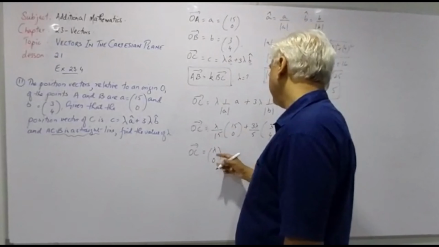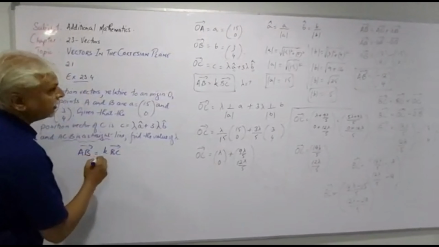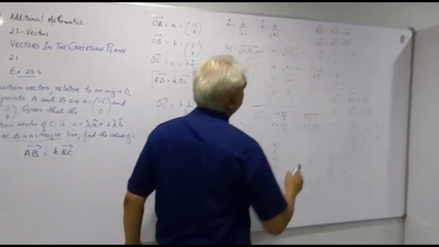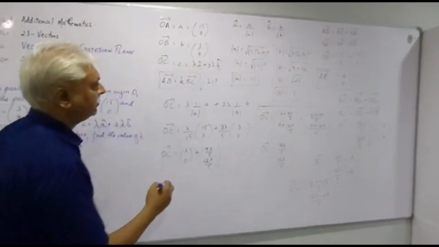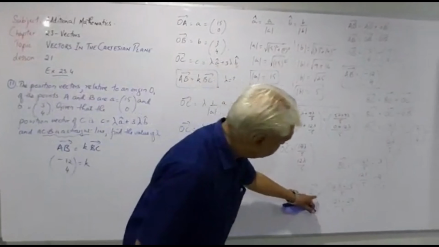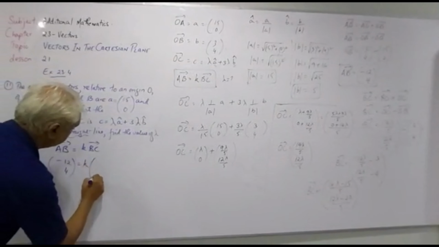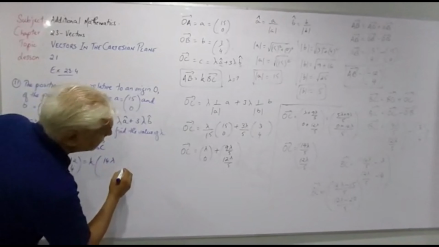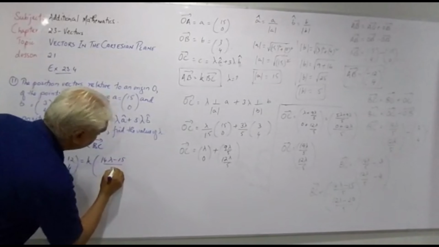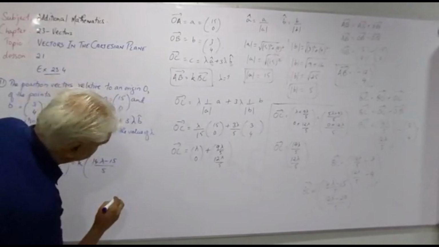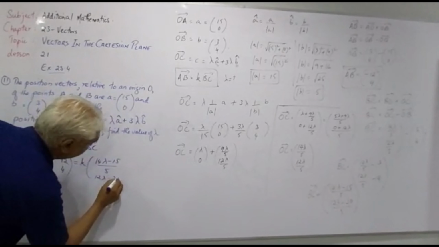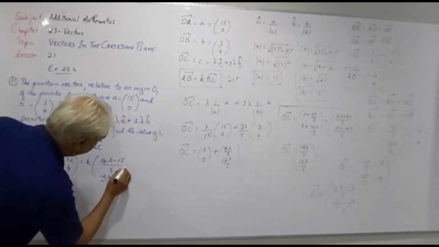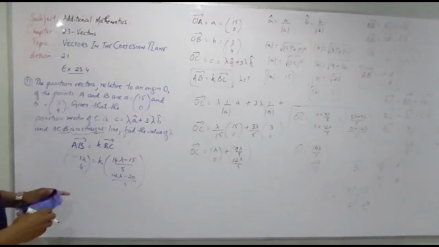Now we know that AB is equal to K BC. So what is AB? AB is minus 12, 4. Let's put it over here: minus 12, 4 equals K scalar BC. We just calculated BC as 14 lambda minus 15 upon 5 and 12 lambda minus 20 over 5. Okay, there we are. I'll just erase this.